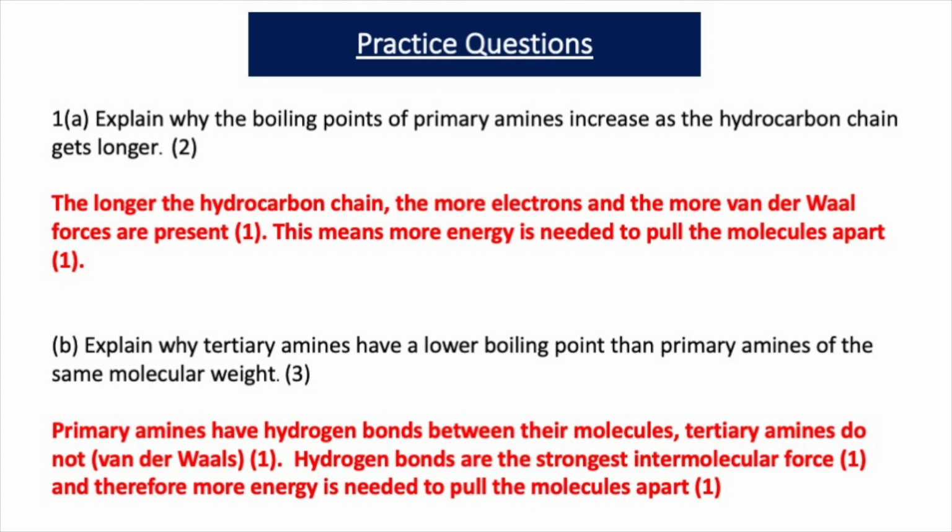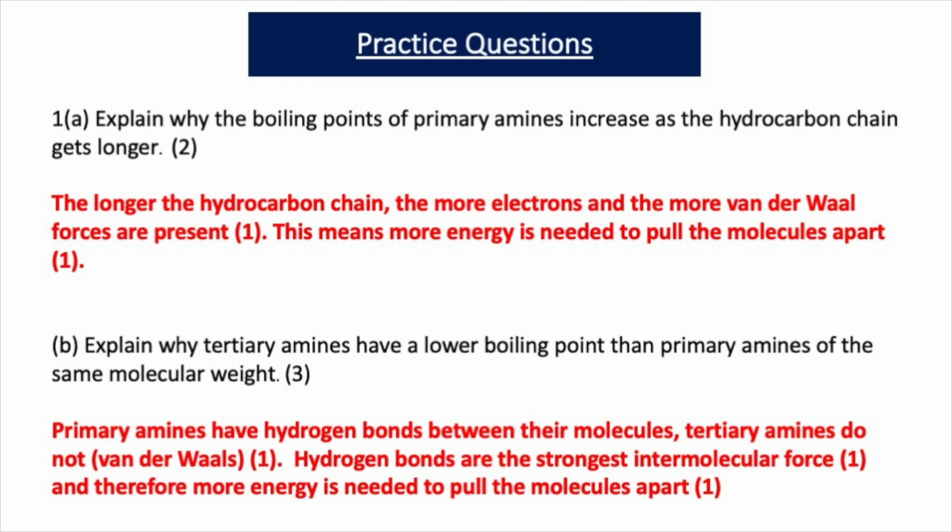So now let's go for the answers to question 1. Question 1 is asking you to explain whether boiling points of primary amines increase as the hydrocarbon chains get longer. And this is a 2-mark question. So the longer the hydrocarbon chain, the more electrons and the more van der Waals forces are present. 1 mark for that. And this means more energy is needed to pull the molecules apart. And there's 1 mark for that idea. So that's why the boiling points of primary amines increase as the hydrocarbon chains get longer.